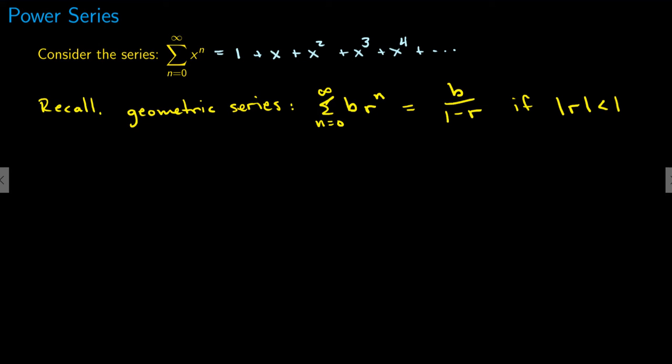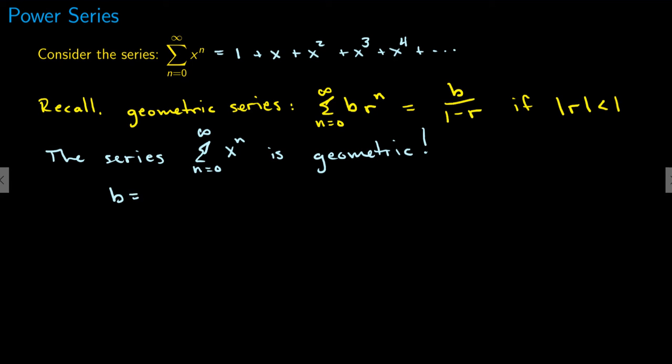And it turns out that our power series up here, the series sum from n equals 0 to infinity of x to the n, is geometric. It's a geometric series, and it's geometric with b, the coefficient out in front, equal to 1, and r is equal to x.